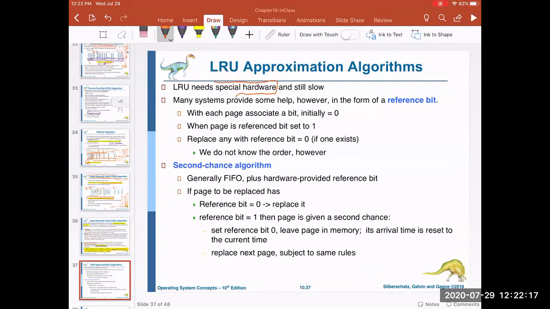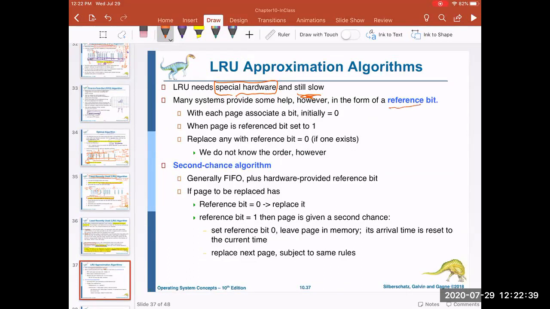Least recently used needs special hardware. That's the problem. It needs special assistance to work and represent. Now they are still slow. So what can be done? What is an alternative if you don't have very good hardware available? You want to reduce the cost of your computer system. What could be the other alternative?